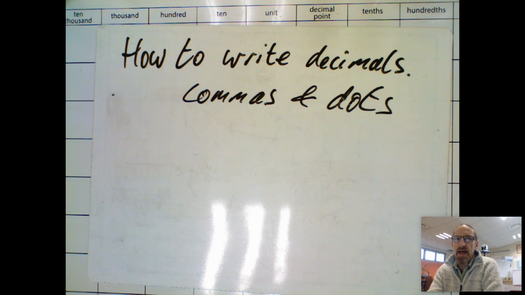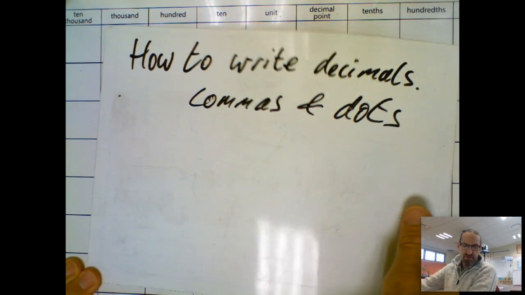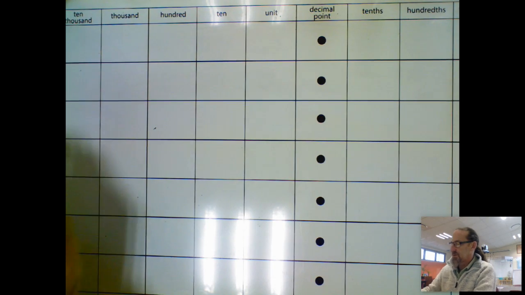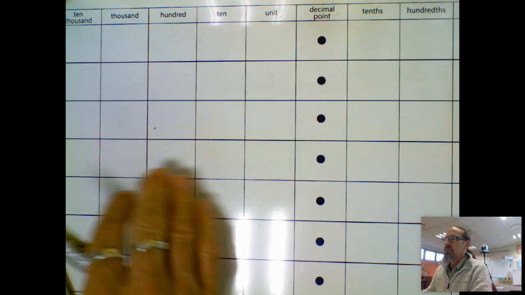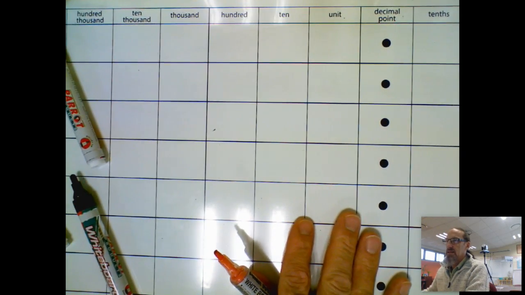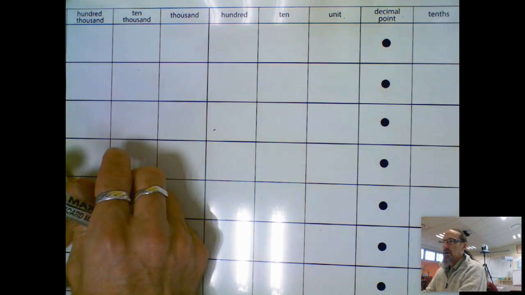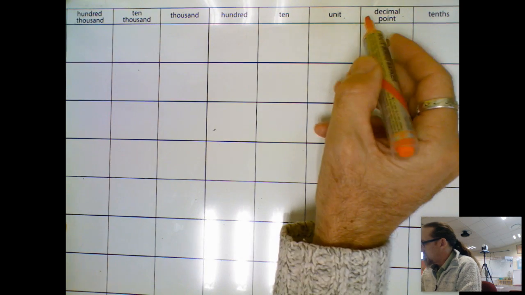Today we're going to look at how to write decimals with the proper commas and dots, the decimal points and the commas in the correct places. Now, first of all, let's have a look at the reason why we use the commas. The commas come between the whole numbers in different places. Okay, and we already looked in a previous lesson at the way that the columns are grouped in threes.